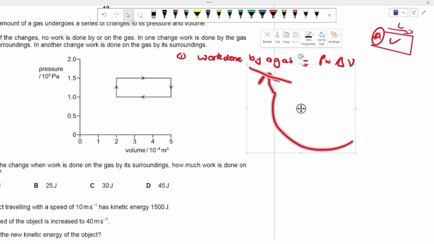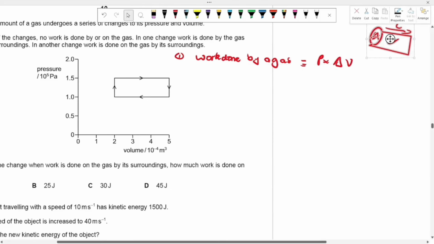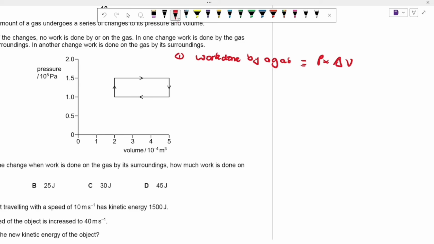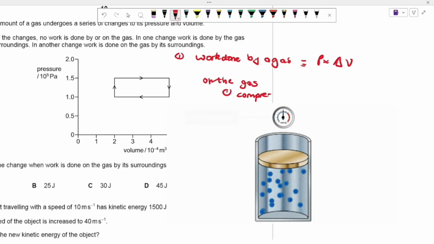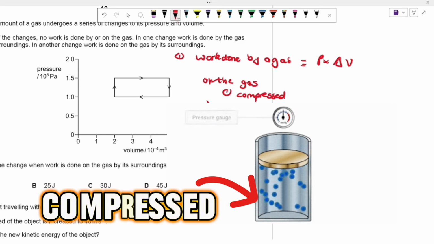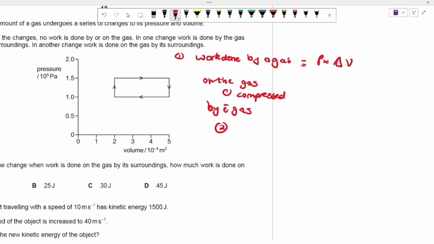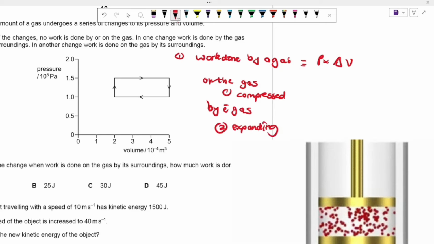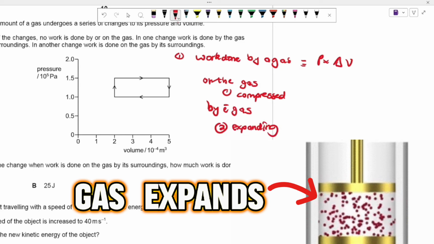Once you have that out of the way, the next thing we have to look at is how to make our calculation: work done by a gas or work done on the gas. When work is done on the gas, it means that the gas is being compressed. If work is done by the gas, it means that the gas is expanding. It's doing the work, it's busy expanding. But if it's being compressed, we're doing the work on the gas.